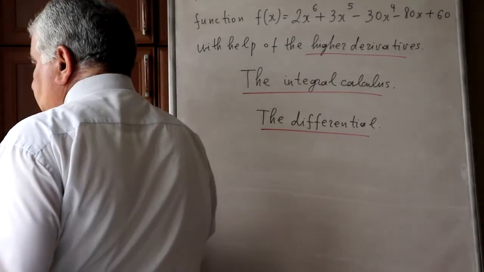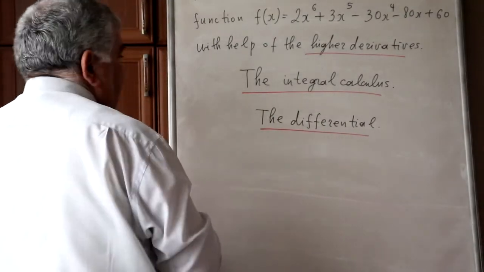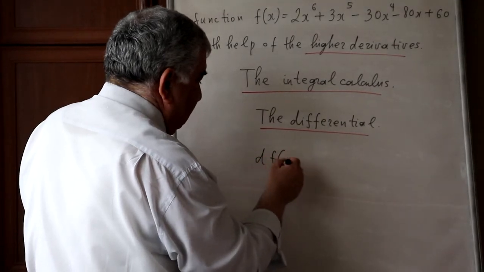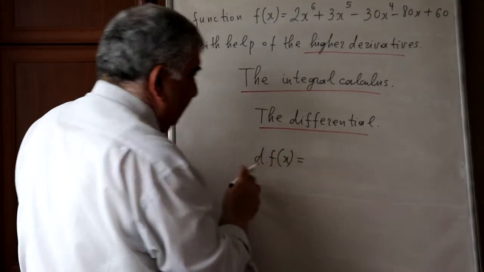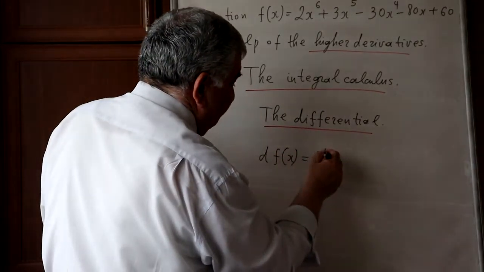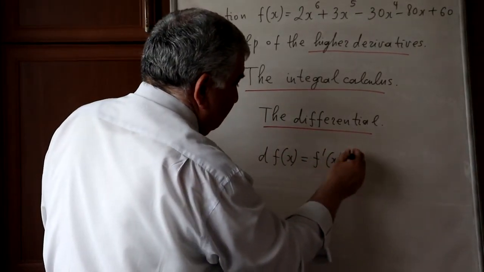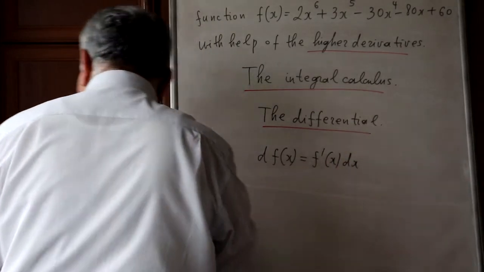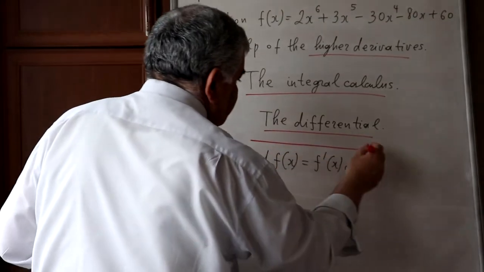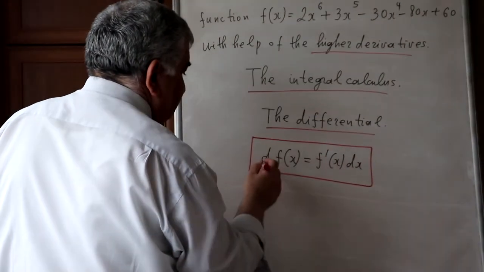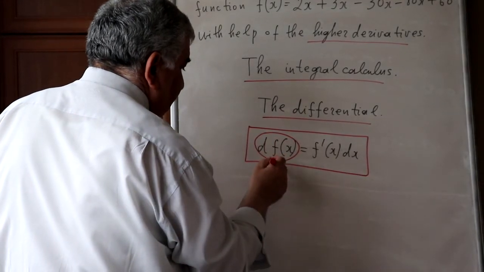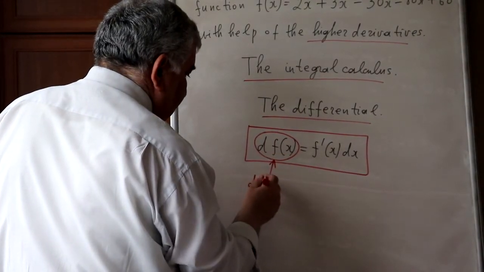The differential of the function f of x is defined by the following formula. d f of x, it is a symbol of differential, is equal to f prime of x multiplied by dx. It is the formula for finding the differential of a function.